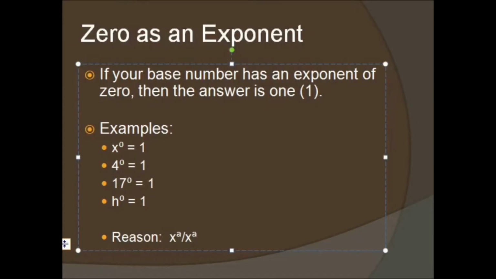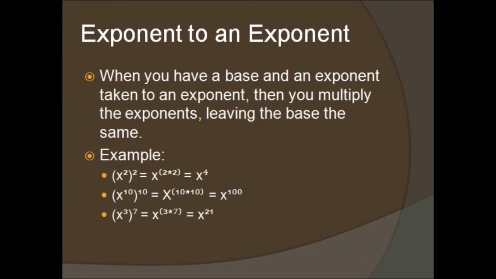If your base number has an exponent of 0, then the answer is 1. The reason for this is because a 0 exponent would be the same as subtracting exponents when you are dividing. For example, x to the a over x to the a would be the same as saying x to the a minus a, which would equal x to the 0. But if you think of it this way, x to the a over x to the a, that's a fraction. If your numerator and denominator are the same, then your answer is going to be a 1.